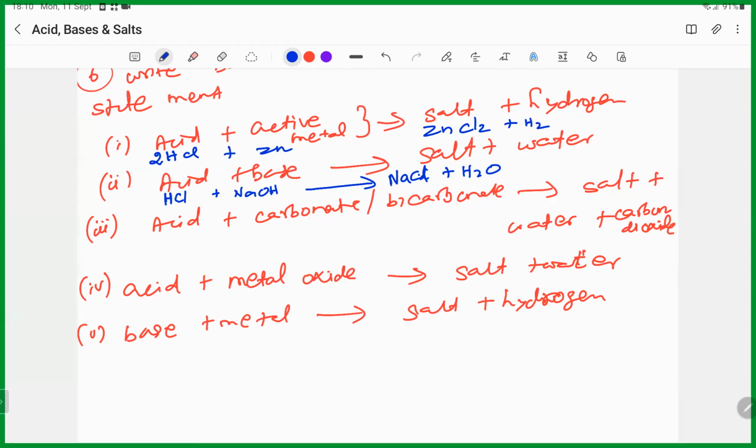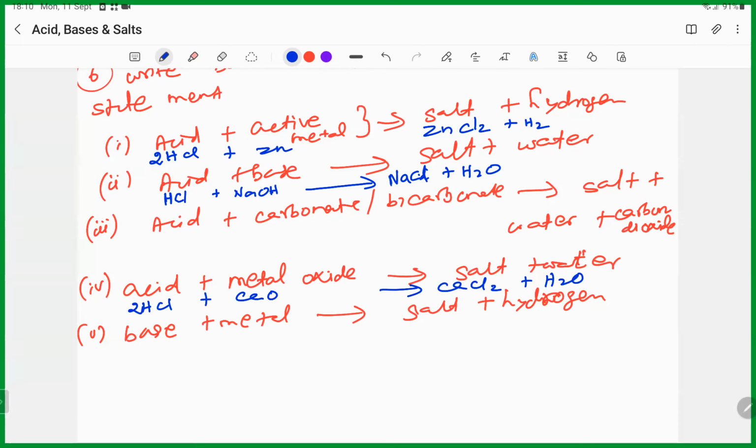Fourth one, sir. Acid plus metal oxide. CaO plus 2HCl gives CaCl2 plus H2O.